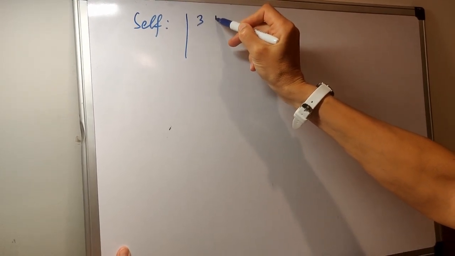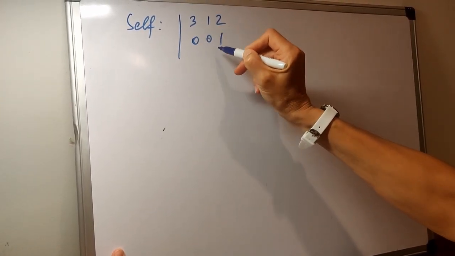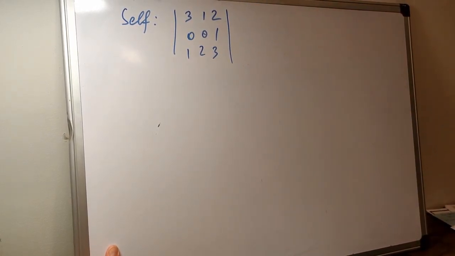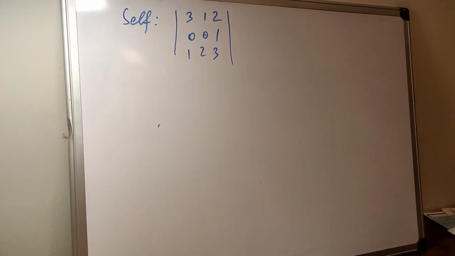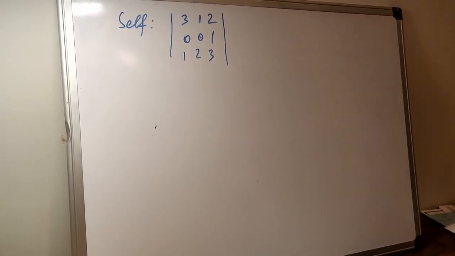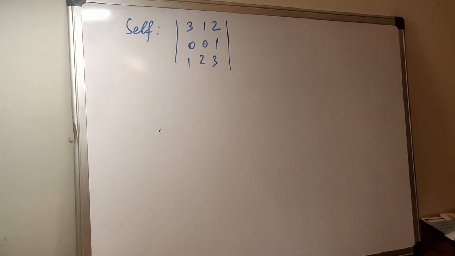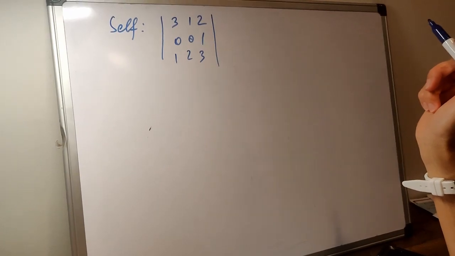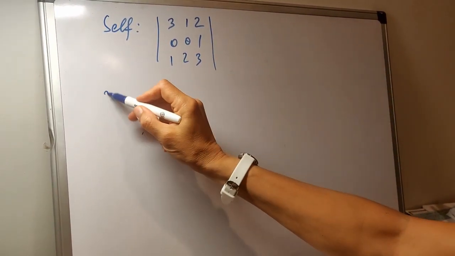So the matrix is 3, 1, 2, 0, 0, 1, and 1, 2, 3. Okay, so I'm going to count to 5 and start solving it. 1, 2, 3, 4, 5. Well, I'm going to start with way number 1.